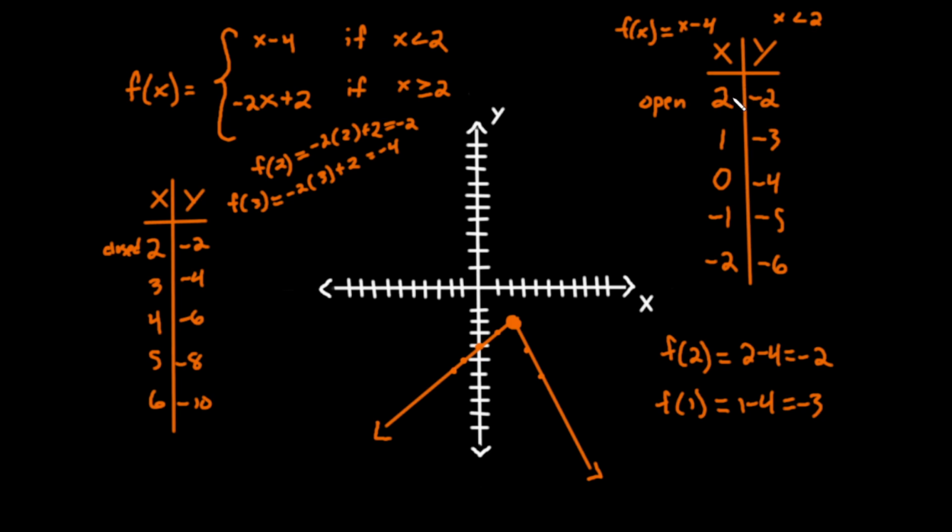X is less than 2, so put a 2. And what else is less than 2? 1, 0, negative. And please make sure you go in order. You don't want to start jumping around and say 1 and then -2 and then 0. Just go in order. You know your number line. Okay, so that's it. That's all there is to it.